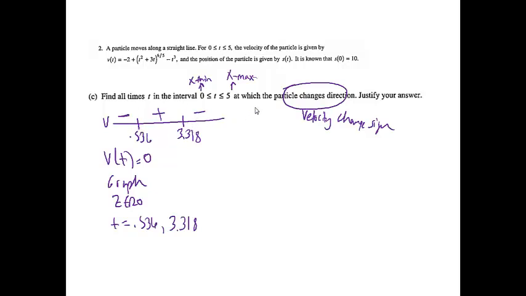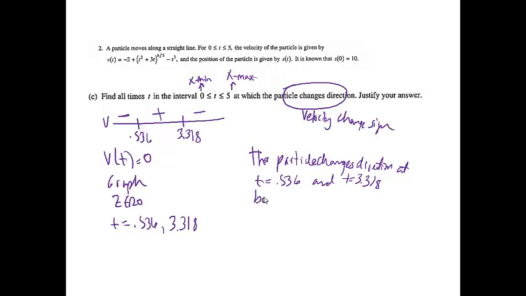So I have a velocity chart, and now I just want to know, where does the particle change direction? So I will say the particle changes direction at t equals 0.536 and t equals 3.318, and I can say that it changes at both of those because at both of those spots the velocity changes sign. Okay, we do need to check it, because it is possible that this could be plus and plus, which would mean the particle does not change direction at that spot.